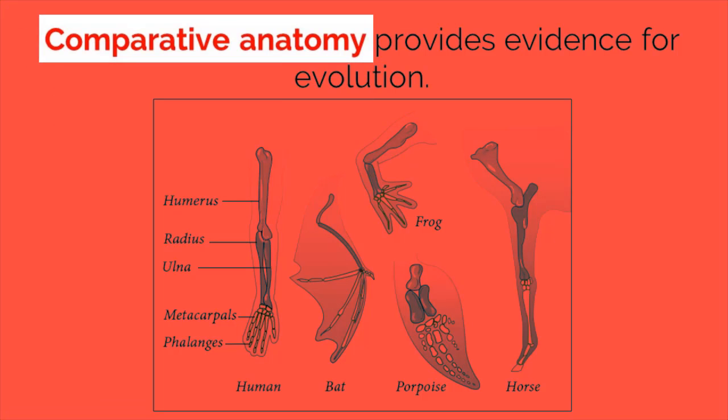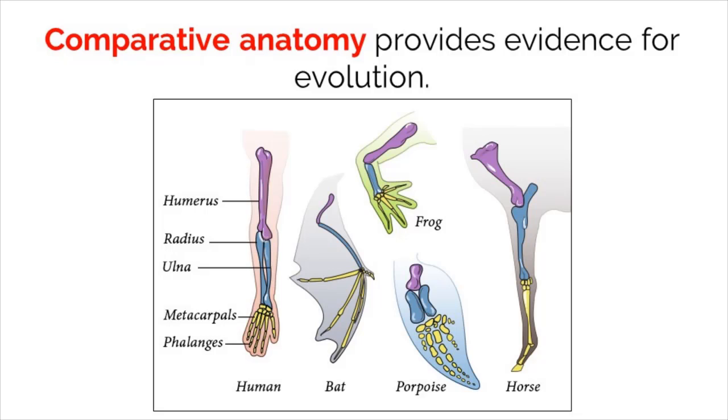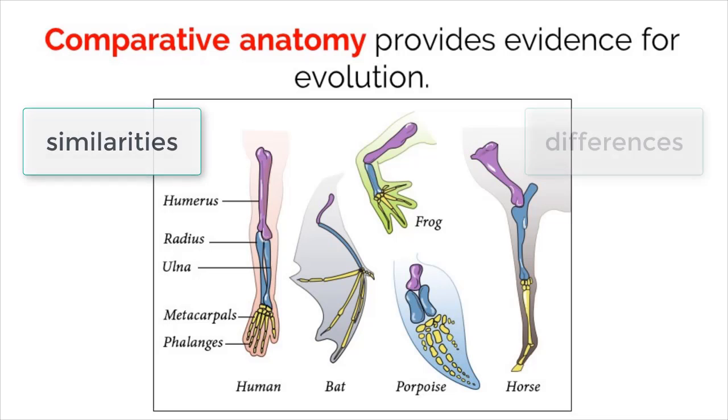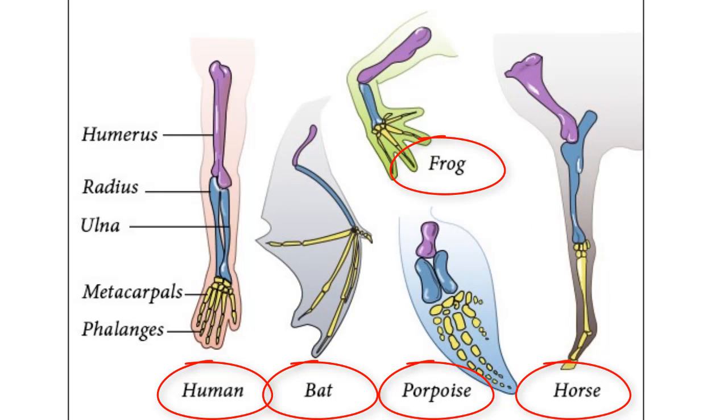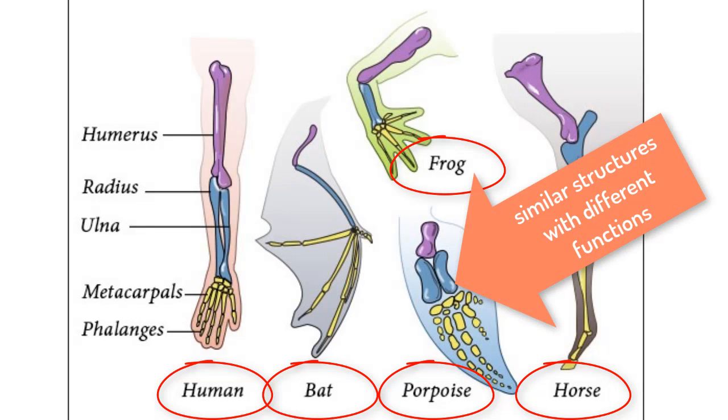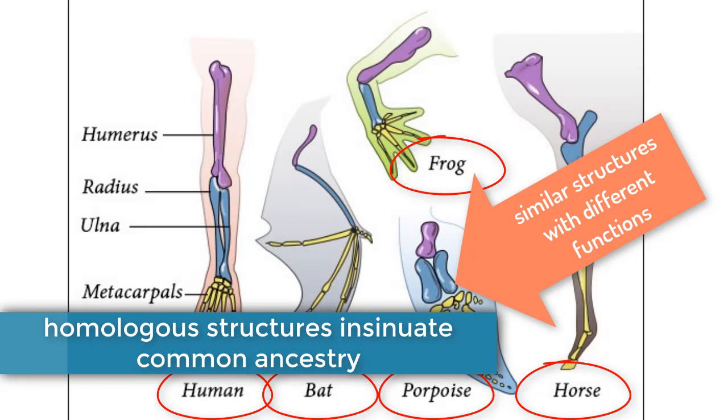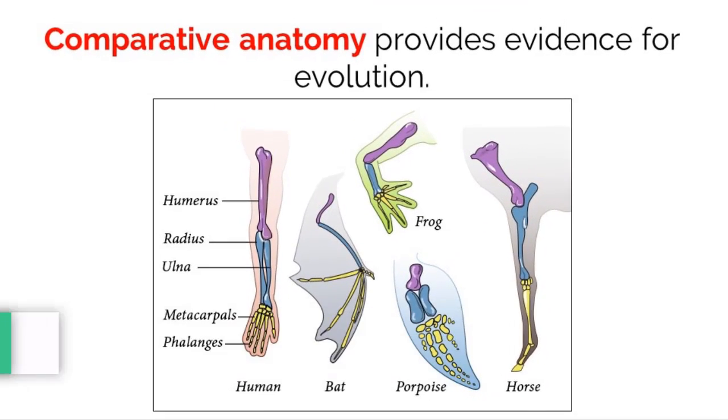Next up, comparative anatomy also provides evidence for evolution. When comparing structures of organisms, scientists look for both similarities and differences to try and predict evolutionary relationships. In this example, the human, bat, porpoise, frog, and horse limbs all have similar bone structures, which are color-coordinated in the diagram. Even though the limbs have different functions based on the animal, all of the bone structures are very similar. This phenomenon defines the structures as being homologous, and it infers that these organisms share a common ancestor.